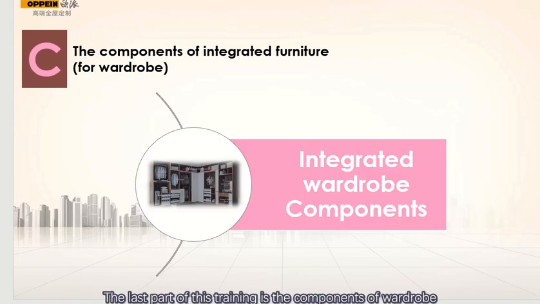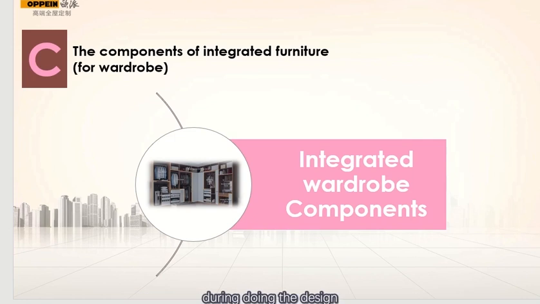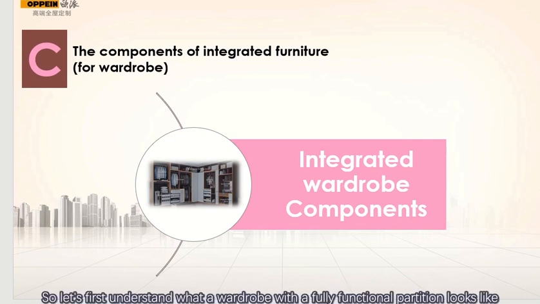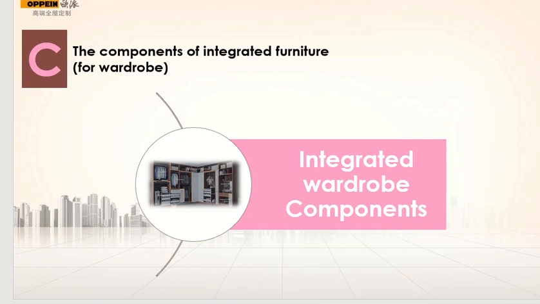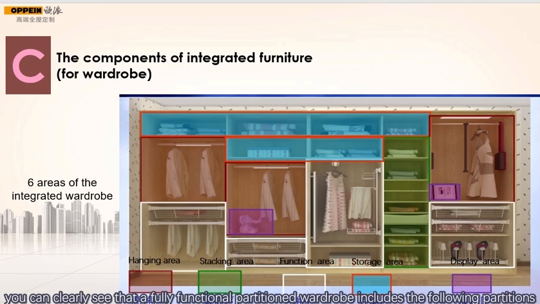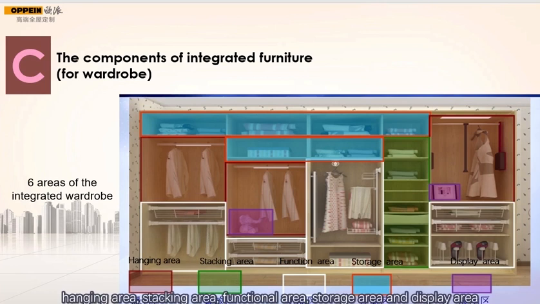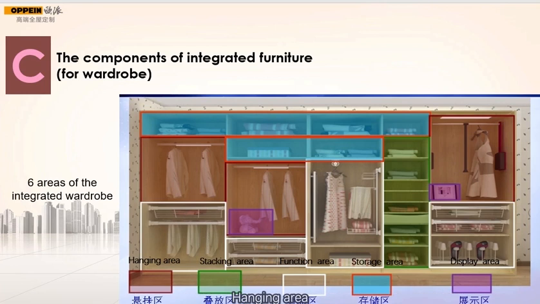The last part of this training is the components of the wardrobe. Whatever the size of the wardrobe is, we should try our best to make our functional areas clear and complete during the design. So let's first understand what a wardrobe with a fully functional partition looks like. As shown in this picture, you can clearly see that a fully functional partitioned wardrobe includes the following partitions: hang-in area, stacking area, functional area, storage area, and display area.